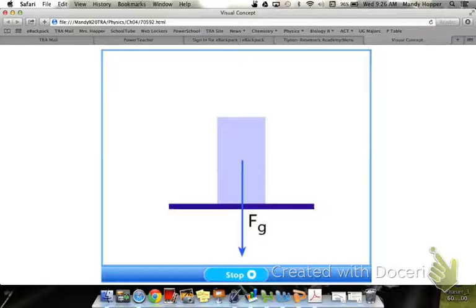In this case, the normal force is exactly opposite to the force of gravity. But as the inclination of the surface of contact changes with respect to the ground, the normal force is no longer in the exact opposite direction of the force of gravity.